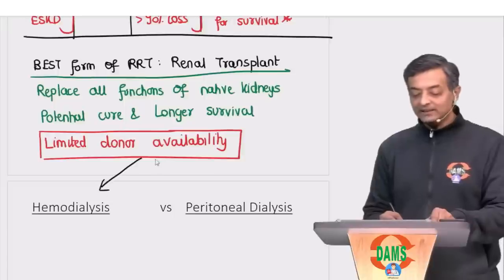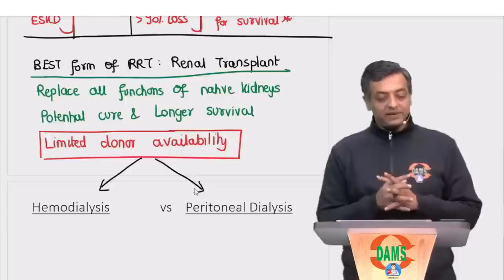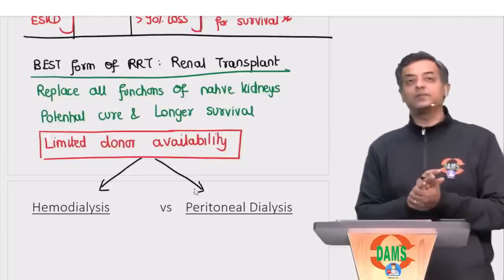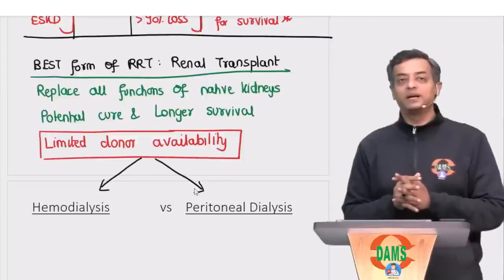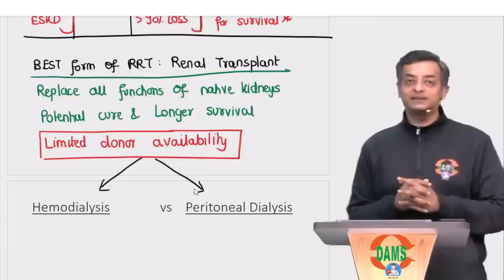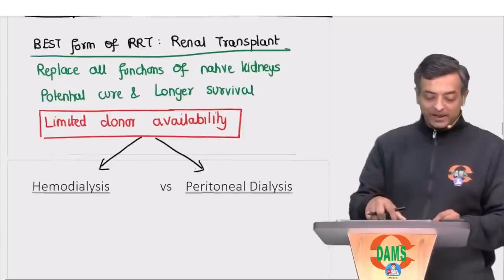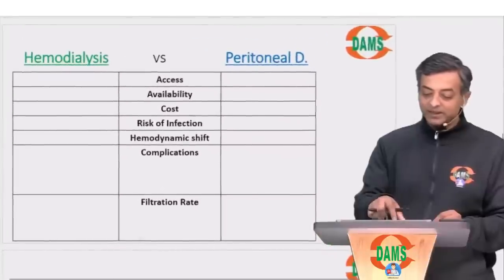So for dialysis, we have got two options now. First, we will try for our renal transplant. If that is not possible, you go for dialysis. Two forms are available: hemodialysis versus peritoneal dialysis. Which one to choose? Answer is simple here.